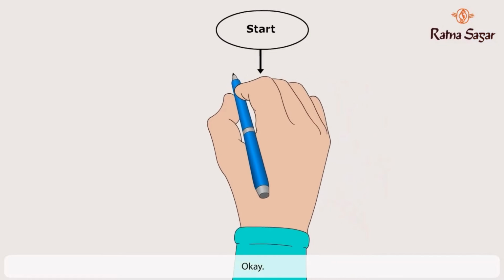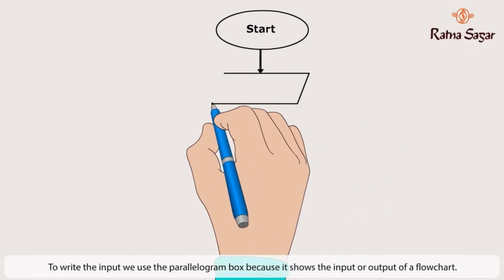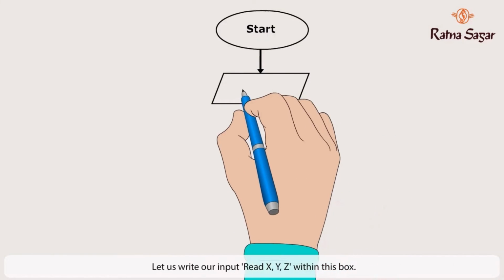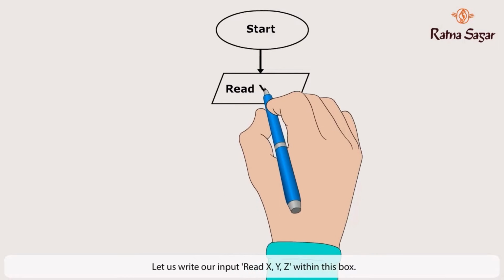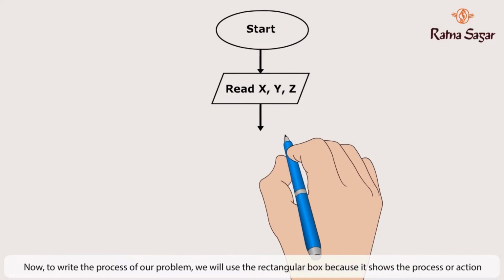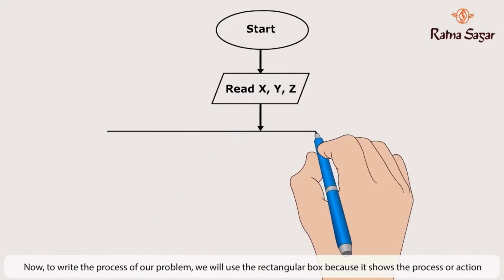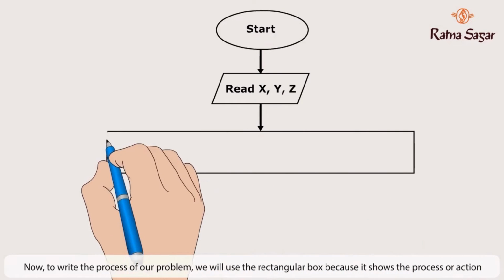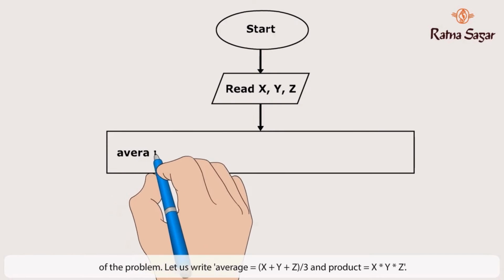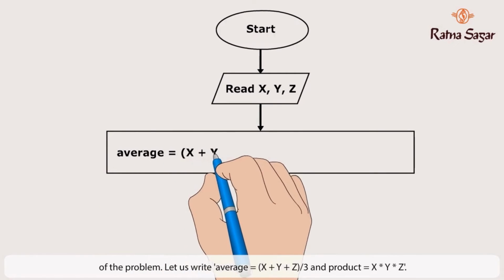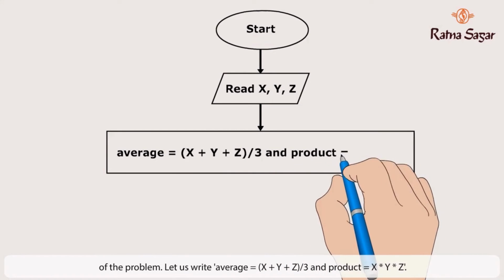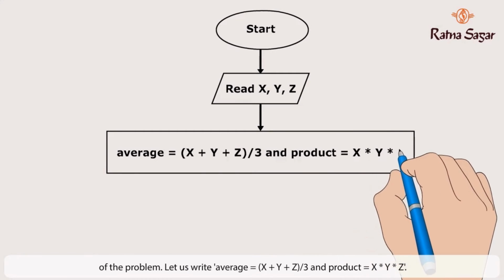Okay. To write the input, we use the parallelogram box because it shows the input or output of a flowchart. Let us write our input, read X, Y, Z within this box. Now, to write the process of our problem, we will use the rectangular box because it shows the process or action of the problem. Let us write average equals X plus Y plus Z divided by 3 and product equals X multiplied by Y multiplied by Z.